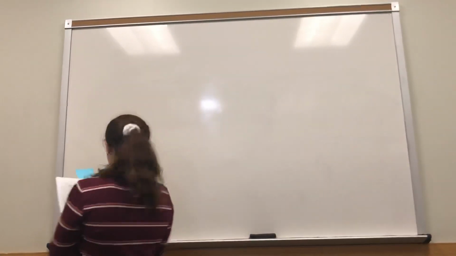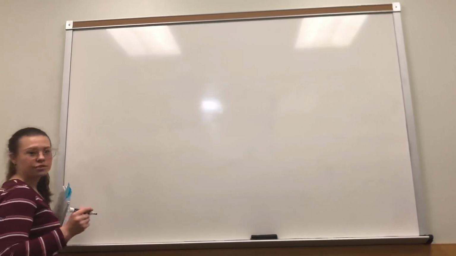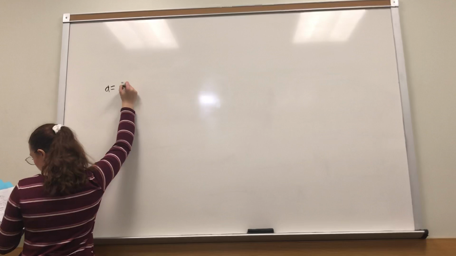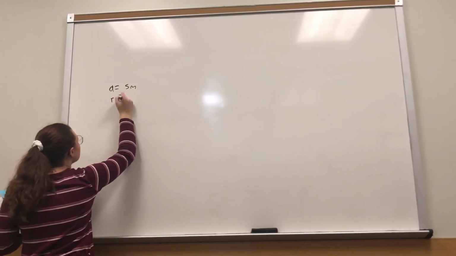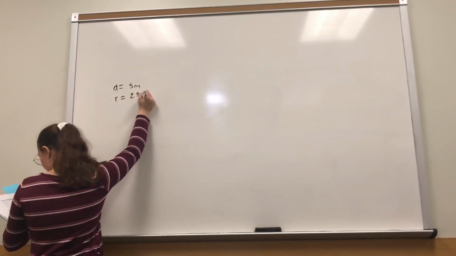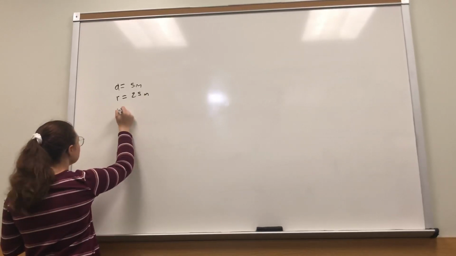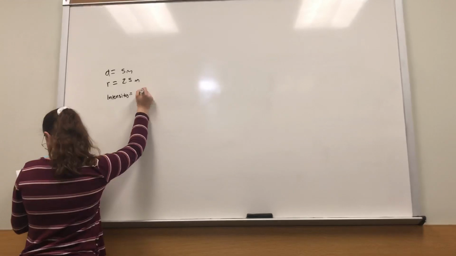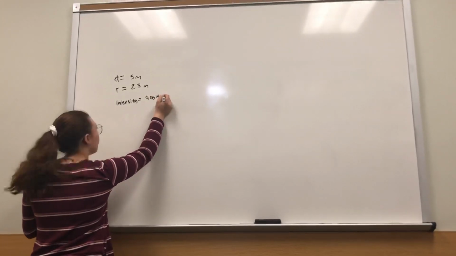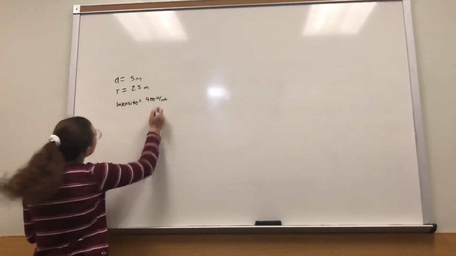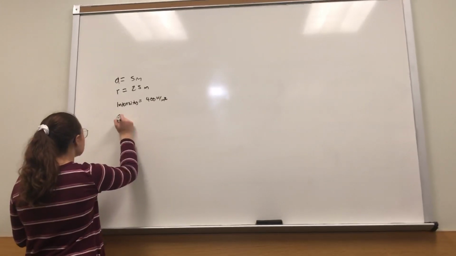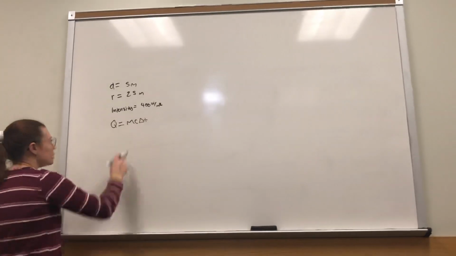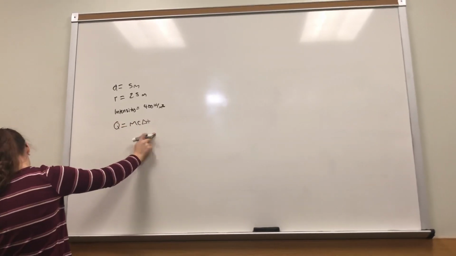So, to start this, I'm just going to write down all the values we have. So we have the diameter of the pond was 5 meters. So that means the radius is 2.5 meters. And then the intensity was the 400 watts per meter squared. And then the equation that we are going to use is Q is equal to M multiplied by specific heat multiplied by the change in temperature.